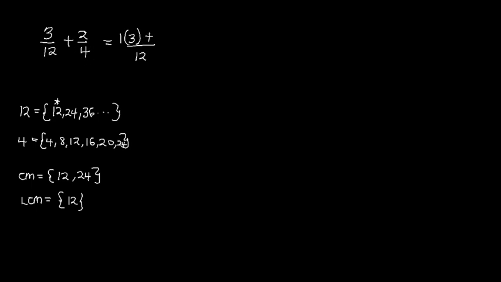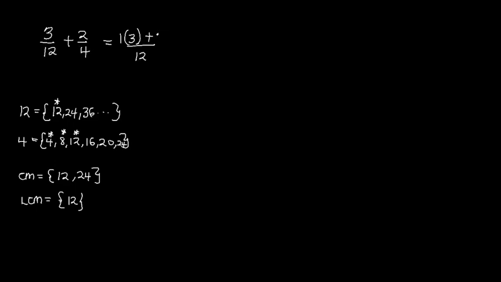Now we come to the second fraction, the 4 over here, the denominator 4. How many times will 4 go into 12? It will go 1, 2, and 3. It will go 3 times. So it means 4 times 3 will give us 12. That 3 means the number of times 4 goes into 12.